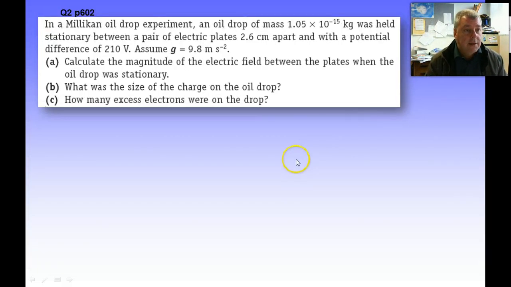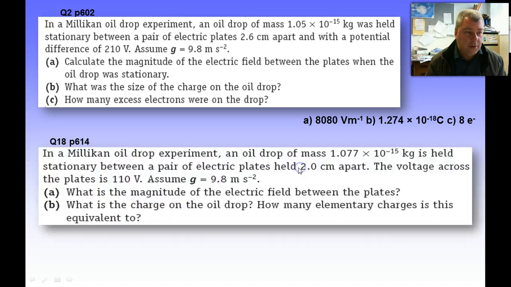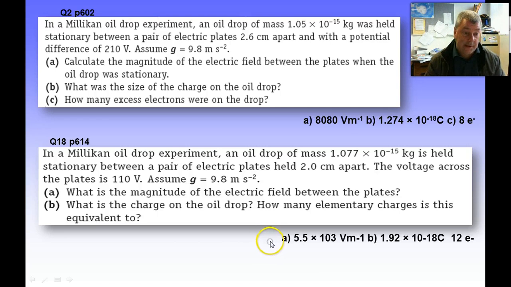Let's do another one, similar but different. Oh, actually, these are questions you have to do. So you'll find these in your workbook. That's question 2, question 18. Any tricks to these? No, they look pretty much standard. Just watch out for some traps.